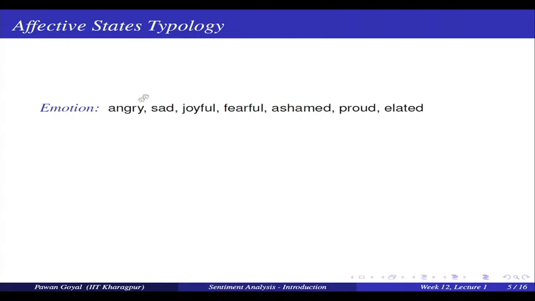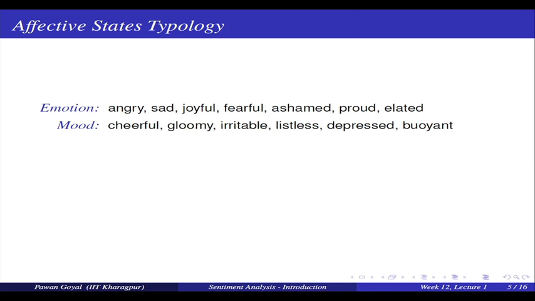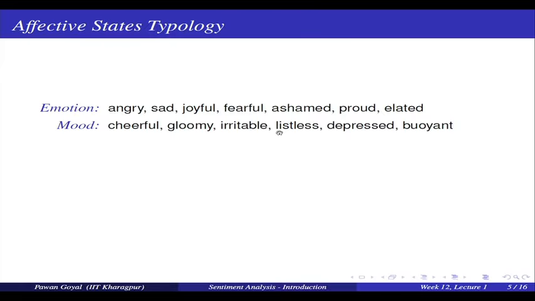So you can talk about emotions, right? Emotions are something different. So emotions will be, are you angry, are you sad, joyful, fearful, ashamed, proud, elated? All these are emotions. Then you can talk about the moods. So whether the person is cheerful, gloomy, irritable, listless, depressed, buoyant. So all these are different moods of people.